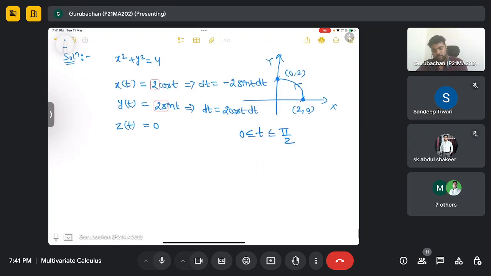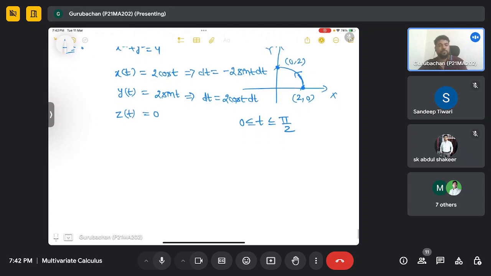So, assume that this is a circle. Now, what is the integral of F dot dr? This is the work done for moving the particle from the point (2,0,0) to (0,2,0). So it is 0 to pi by 2.